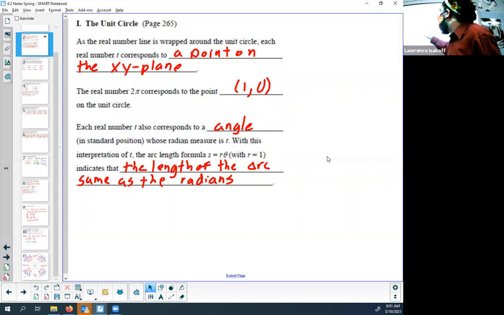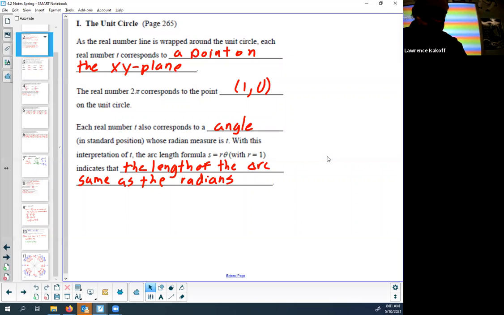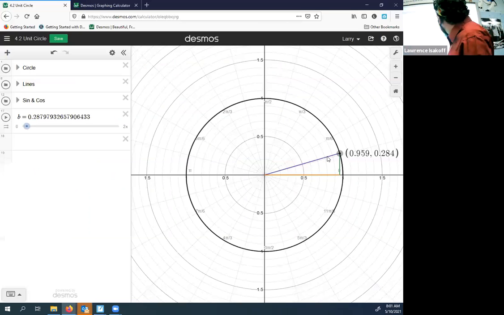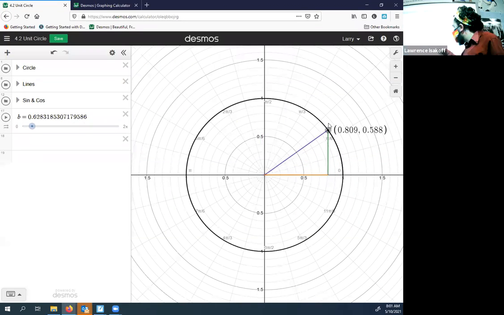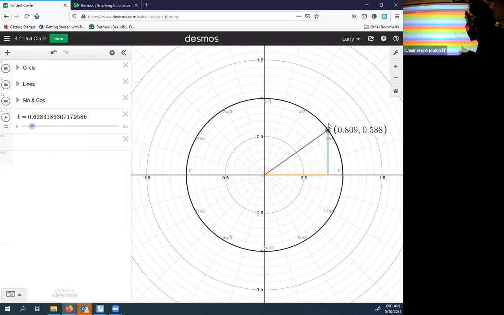Each angle T, or each real number T, corresponds to that position. The length of the arc is the same as the radians since we make the radius 1. So because the radius is 1, whatever this angle is in radians is the same as this arc length right here.